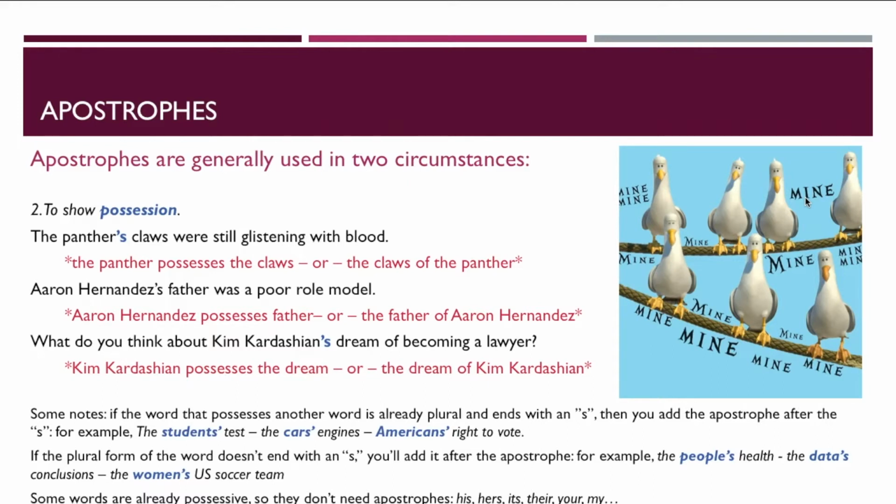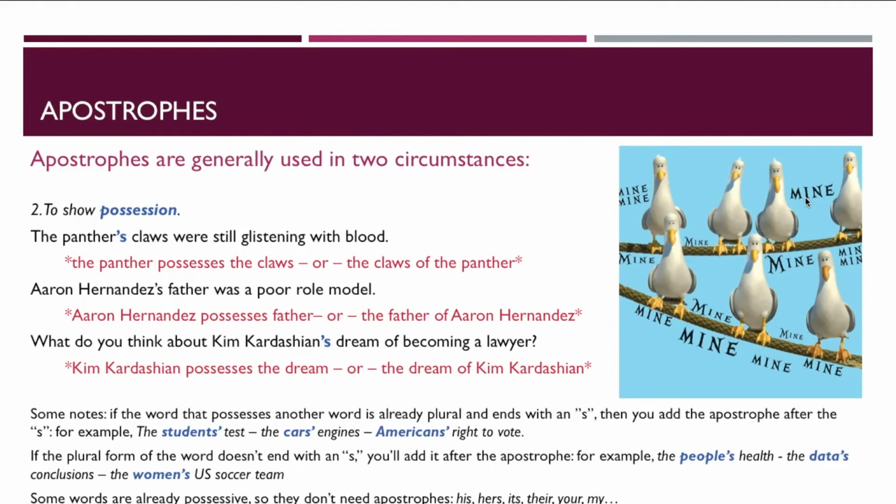What do you think about Kim Kardashian's dream of becoming a lawyer? Here, Kim Kardashian possesses the dream, or the dream of Kim Kardashian. Some notes. If the word that possesses another word is already plural and ends with an S, then you add the apostrophe after the S. For example, the students' test, the cars' engines, the Americans' right to vote.